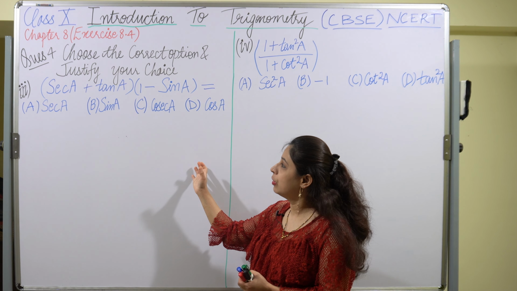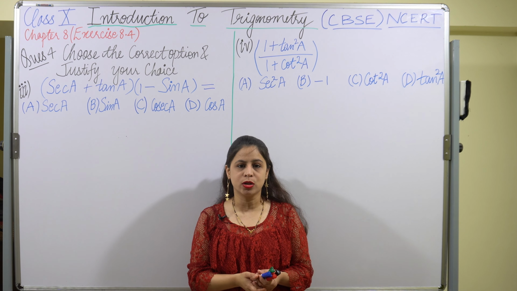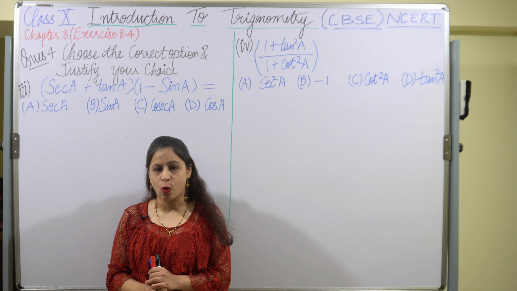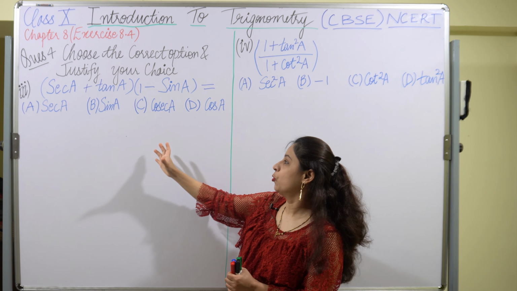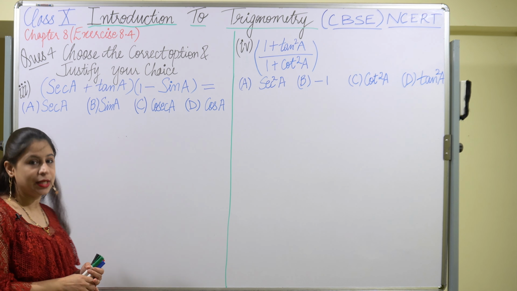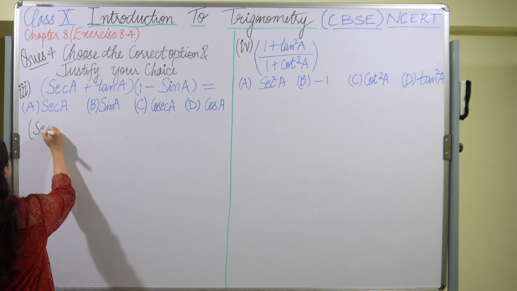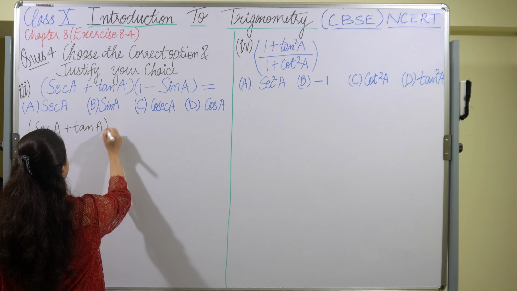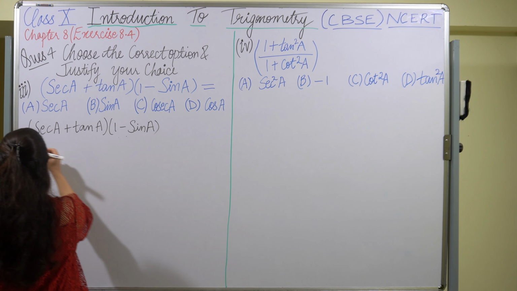So we will be converting all these sec, tan into sin and cos form. Sec is the reciprocal of cos, so it will be 1 upon cos A. Tan is given by sin A upon cos A, and we will put these in and solve to find the correct option. So let us start solving it. So (sec A plus tan A) into (1 minus sin A) is the expression.